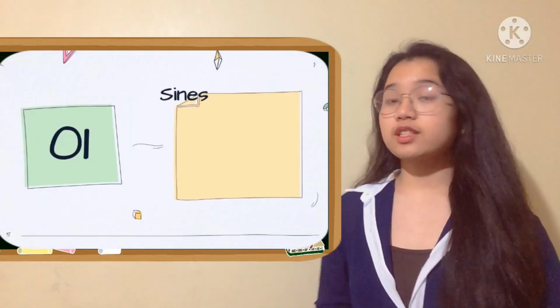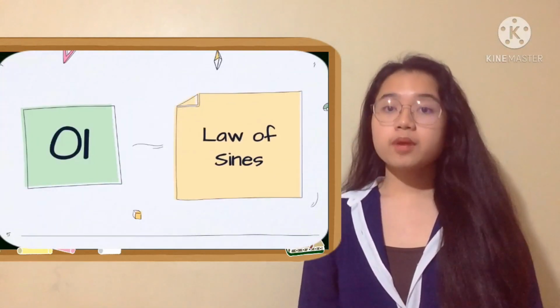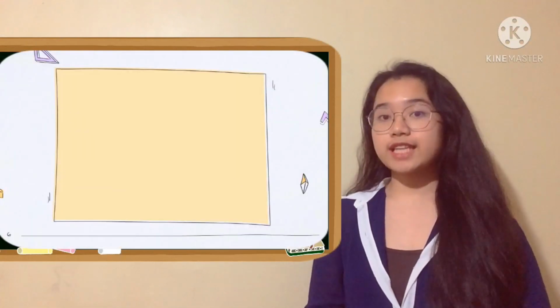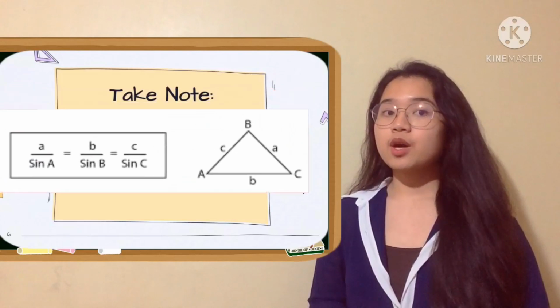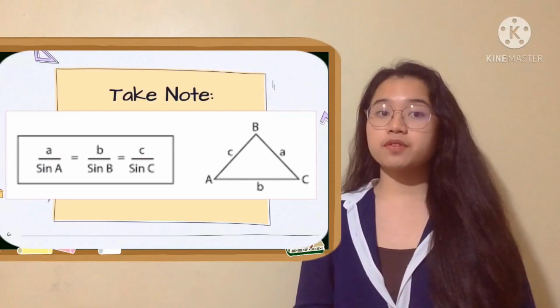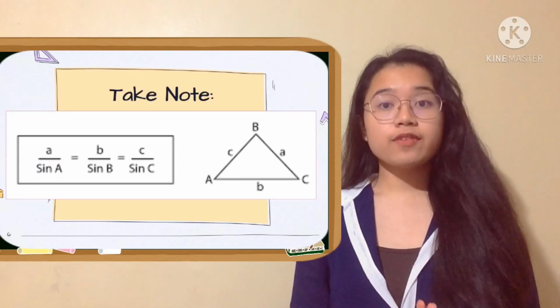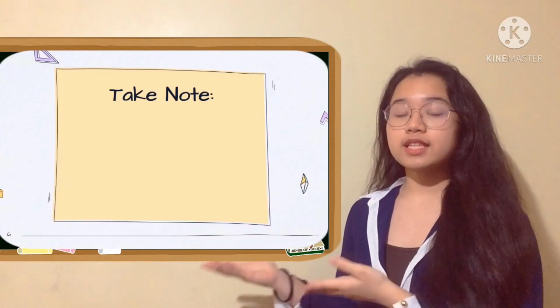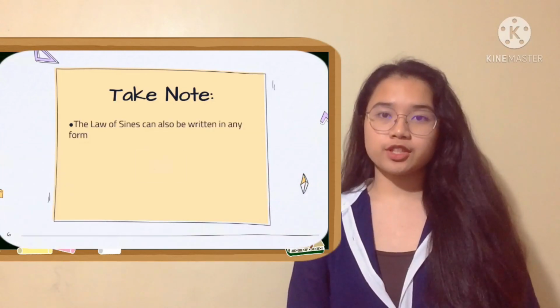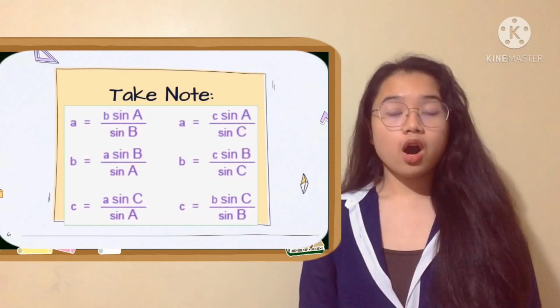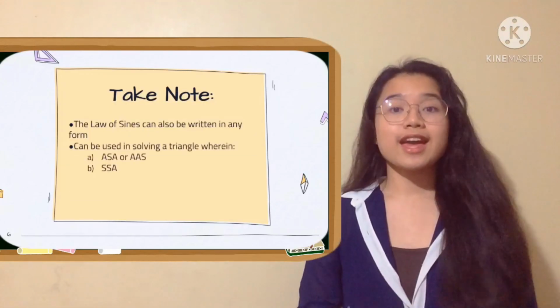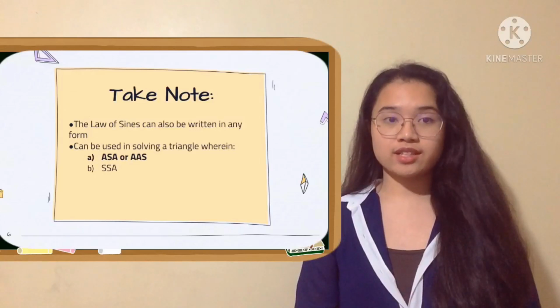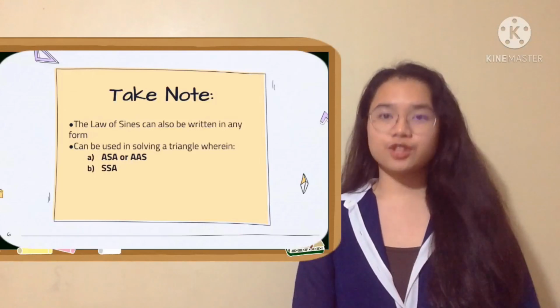The first law is the law of sines. The formula is side a over sine angle A equal to side b over sine angle B, which is also equal to side c over sine angle C. However, this formula could also take several forms because of derivation. Always take note that this law of sines is only used for ASA or AAS triangles and SSA triangles.